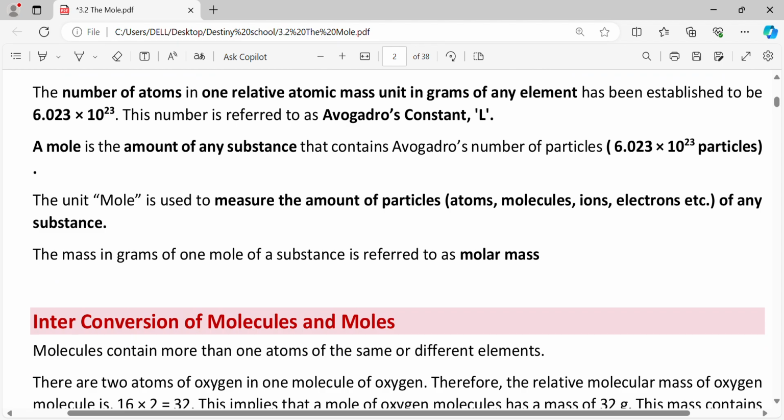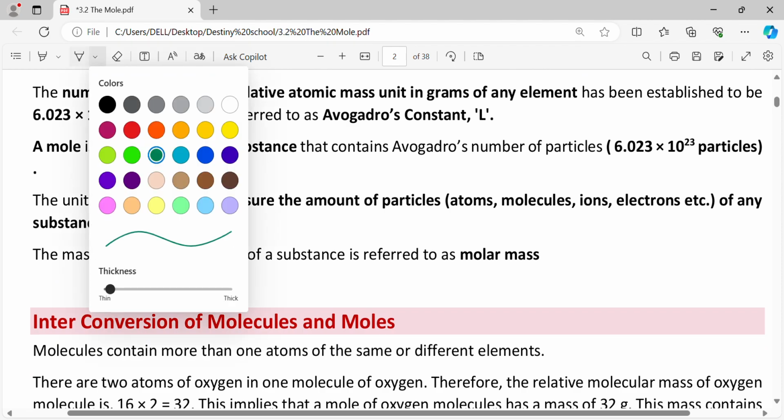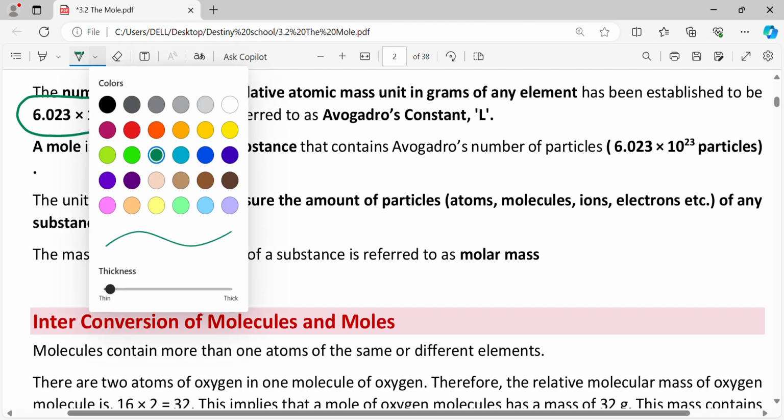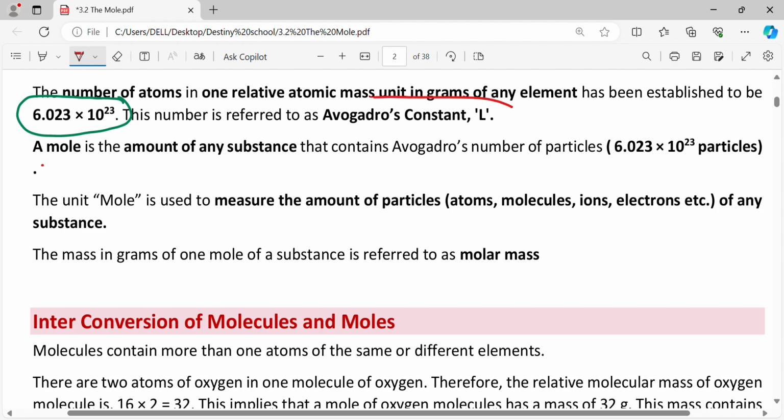What is really important at this point is the Avogadro's constant. The number of atoms in one relative atomic mass unit of any element is basically this. The Avogadro's constant is 6.023 times 10 raised to 23. It is represented by the letter L. In the exam, the Avogadro's constant will always be given in brackets. It will always be written there.